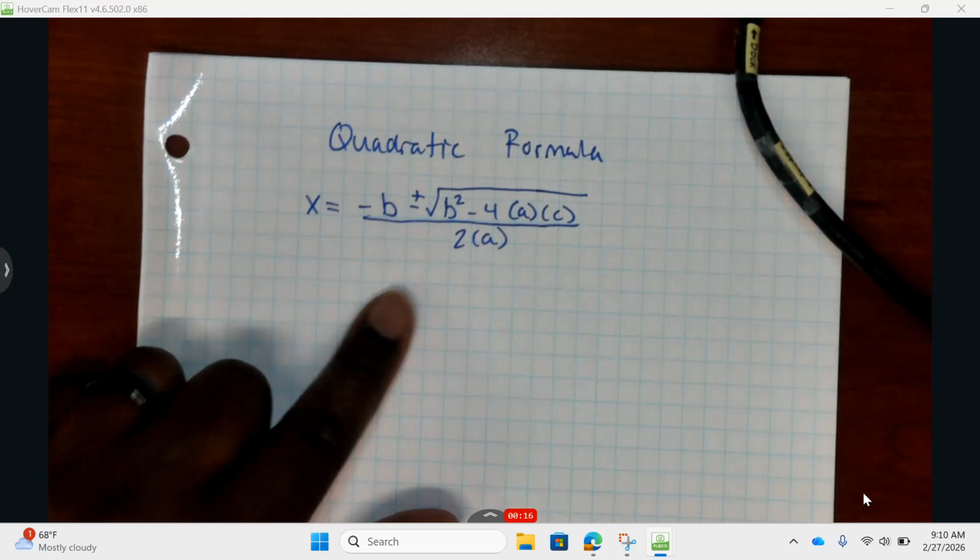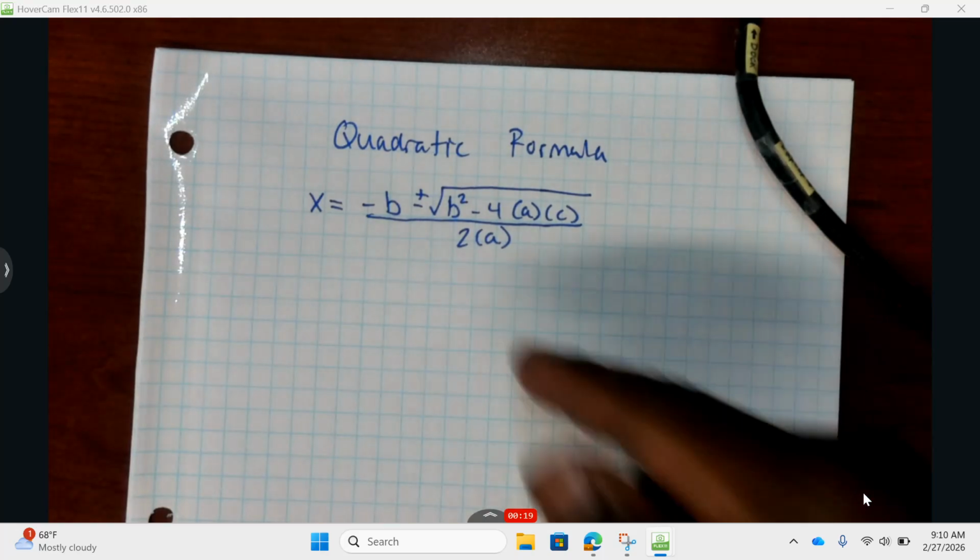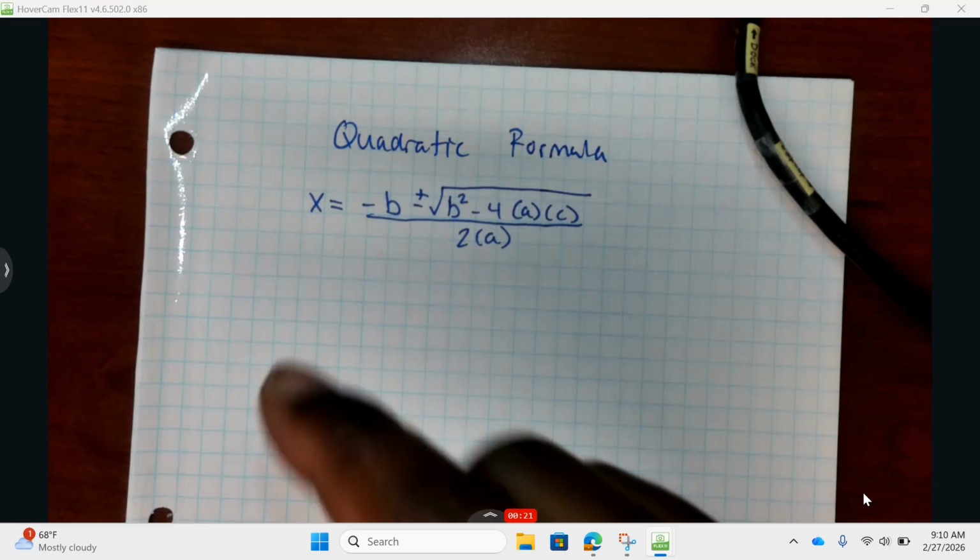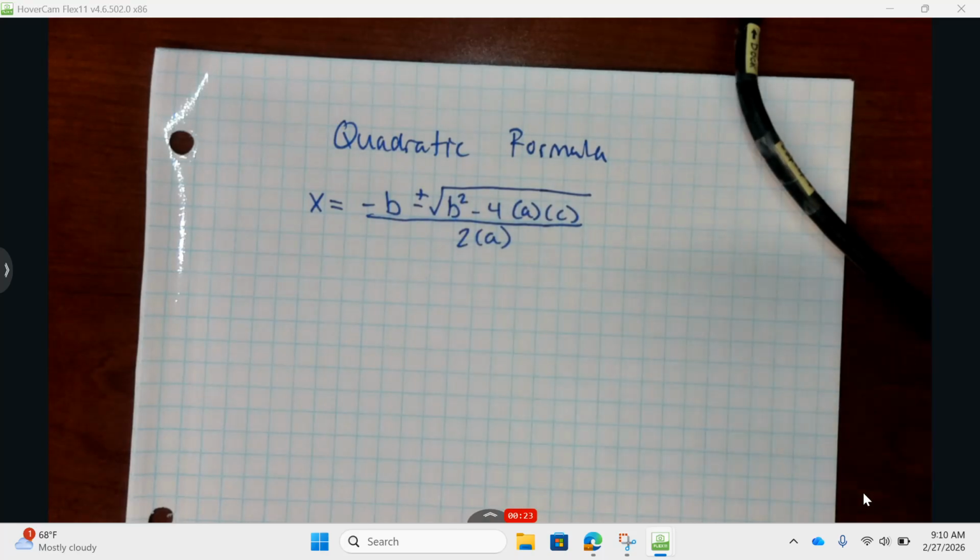All right, so this is the quadratic formula. This is based off of trying to find the x-intercept of a quadratic function when we cannot factor. Neither can we do completing the square, so the best method is going to be the quadratic formula.